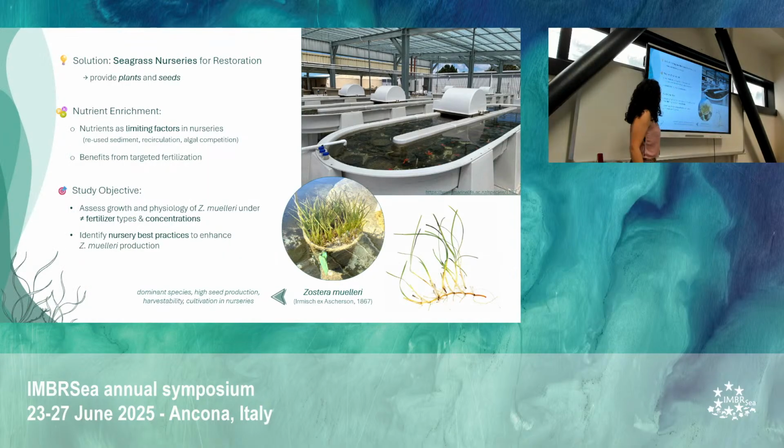One possible solution could be to use a seagrass nursery to provide seeds and plant material for restoration, such as that picture right there. However, in nurseries, nutrients can be limiting factors due to the reused sediment, but also the recirculation system of the tanks, and also due to the algal competition.